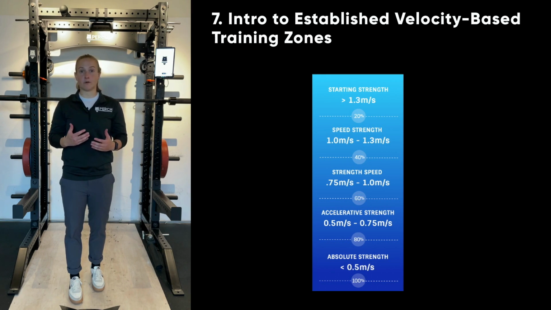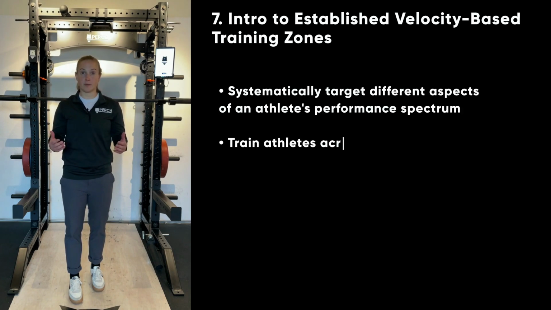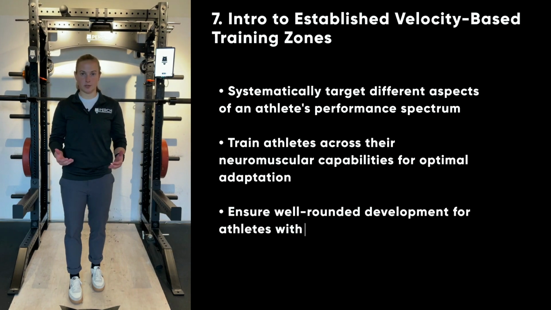Maximal strength zones focus on heavy loads and slower velocities. Power zones, so your strength speed and accelerative strength, balance load and velocity. And speed zones, or speed strength zones, prioritize lighter loads and higher velocities. By strategically incorporating exercises within these zones, coaches can systematically target different aspects of an athlete's performance spectrum and train them across their neuromuscular capabilities for optimal adaptation.